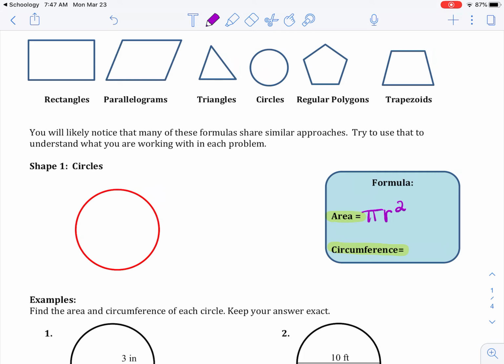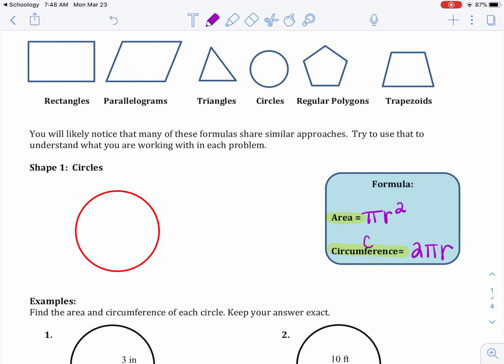Now remember, circumference is the distance around the circle. If I wanted just this piece right here, you already know the formula for that. So the circumference formula should not be hard to come by either. It is 2 pi r. So usually we see C equals 2 pi r and A equals pi r squared.